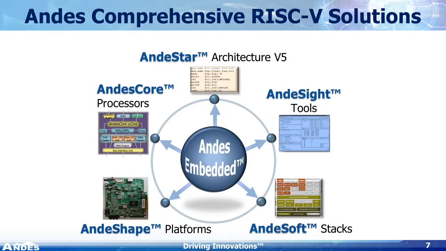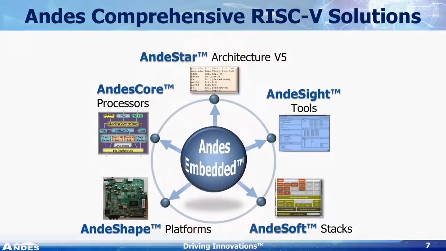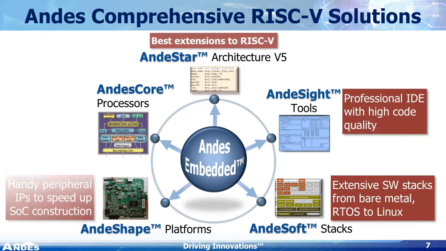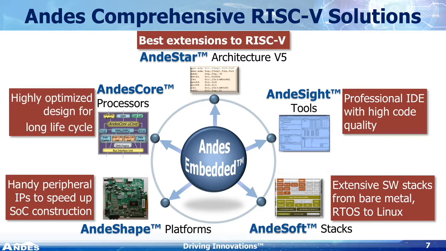For RISC-V, we started with our V5 architecture, which we are going to talk about a little more on the next page. Based on that, we built our processor, which is a highly optimized design, and we envision that it is going to be used for a long time by our customers as we continue licensing to more customers. We also have a very rich set of peripheral IP and development boards, and we have a professional IDE, which provides a very user-friendly environment and, most importantly, high quality code and an extensive software stack.